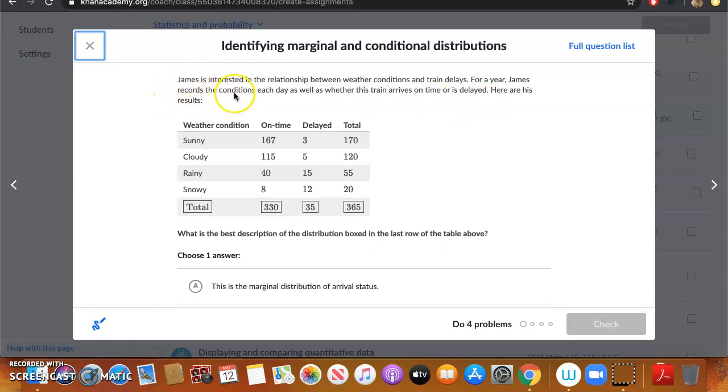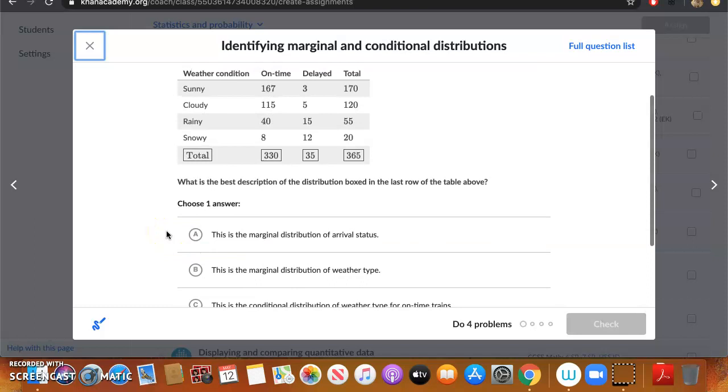It says James is interested in the relationship between weather conditions and train delays. For a year, James records the conditions each day as well as whether his train arrives on time or is delayed. Here are his results. The weather conditions is one categorical variable and the other is either on time or delayed, right? And we're also given the totals, and this row total is highlighted. What is the best description of the distribution in the last row of the table above?